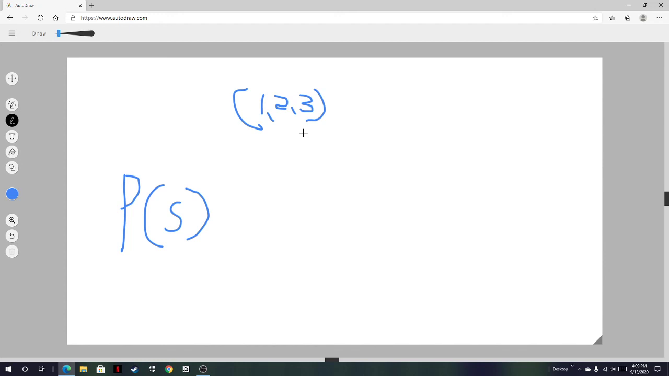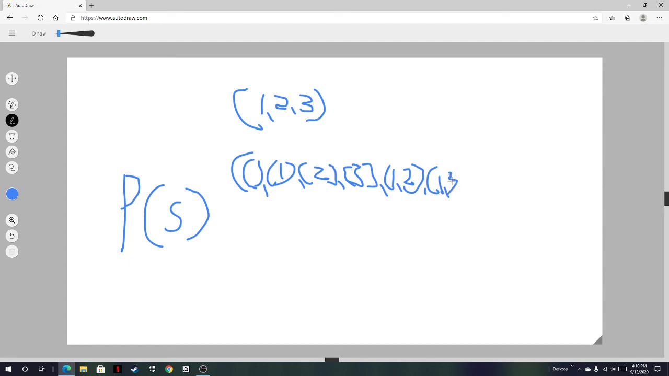And what do I mean by that? So you can have the full set, and we have the set of nothing, another set of 1, another set of 2, another set of 3, another set of 1 and 2, another set of 1 and 3, another set of 2, 3, and another set of 1, 2, and 3.